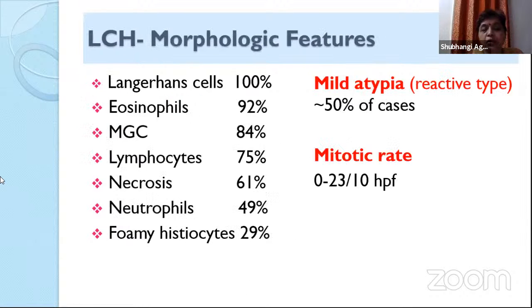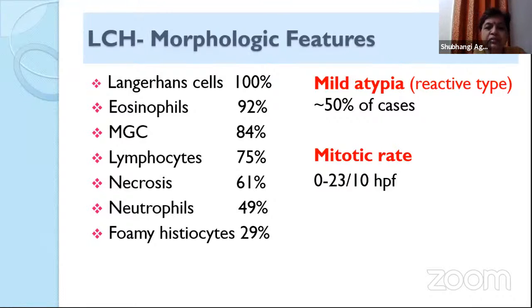Now, morphologically, Langerhans cell histiocytosis is mainly comprised of Langerhans cells, then followed by eosinophils, multinucleated giant cells, lymphocytes, necrosis, neutrophils, and foamy histiocytes. But in the early stages, you may get Langerhans cells varying from 5 to 75%, and in the late stage also you may get fewer Langerhans cells due to fibrosis. That you have to keep in mind.